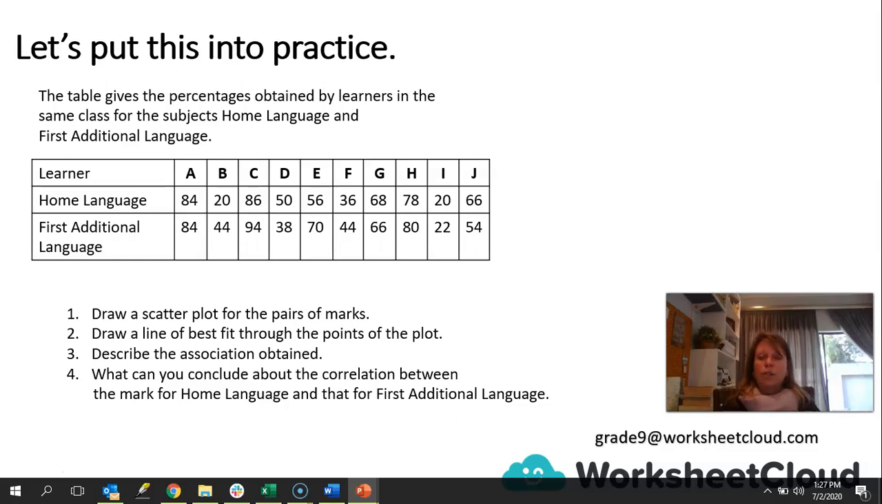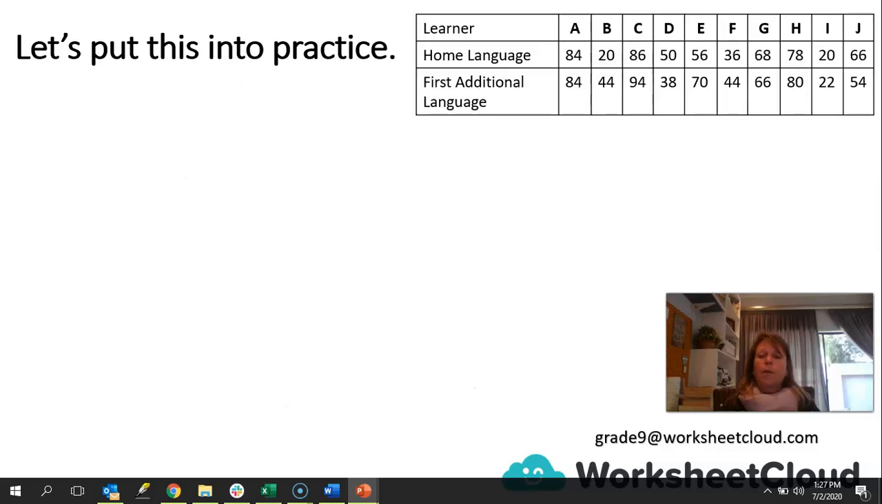And guys, if you wanted to, you could use your own data and your own marks from when you were, say, in grade 6 and look at home language and first additional language from grade 6, grade 7, grade 8, and grade 9 and see if there's a trend developing. Okay, right, so we've put the table in the corner there so we have some space. We're going to draw a scatter plot for the pairs of marks.